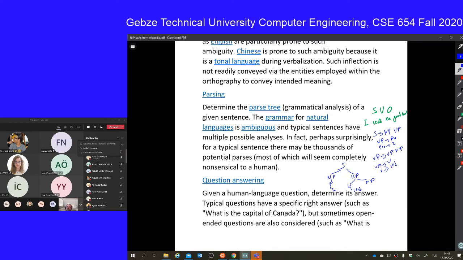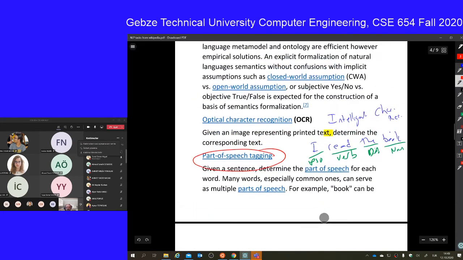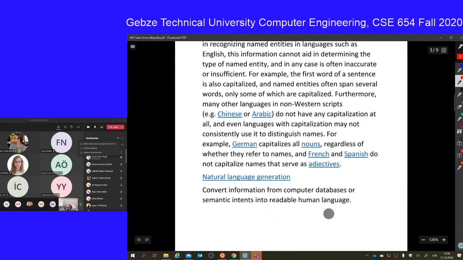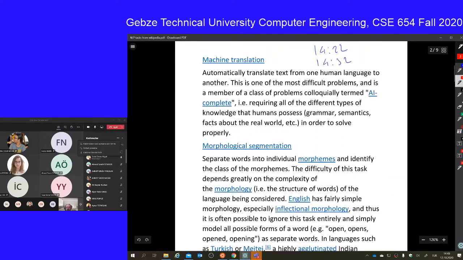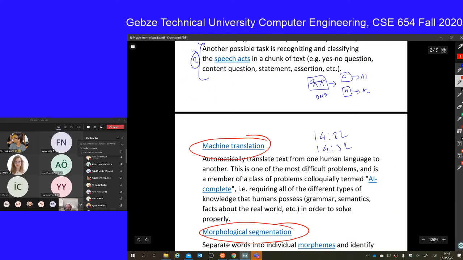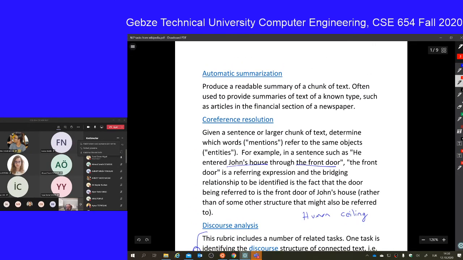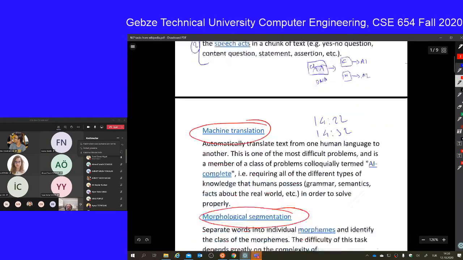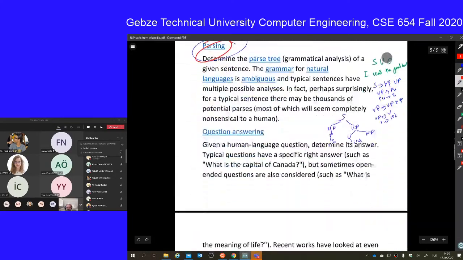We will look at this in detail later in the semester. Parsing, we are gonna spend lots of time on it. Part of speech tagging, we are gonna spend lots of time. Named entity recognition is going to be a chapter. This one, we are gonna spend some time on it. I don't think that I'm gonna spend time on discourse analysis. I will not spend more time on these, not because they are not important, but because we don't have that much time to cover all those subjects.